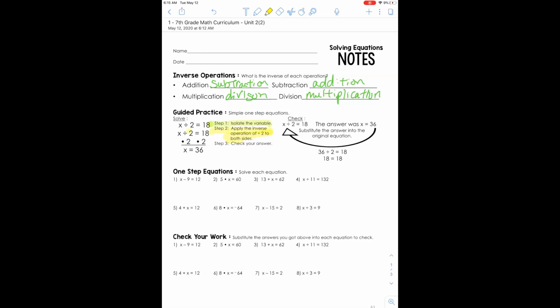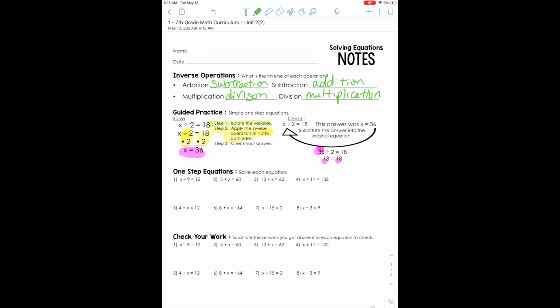So if you can see here, the inverse operation of division is multiplication. So we're going to multiply each side by 2. And so we get our answer to be 36. So we substitute 36 back in for the variable, and we get 36 divided by 2 is 18, so 18 equals 18. So let's try a couple of those.